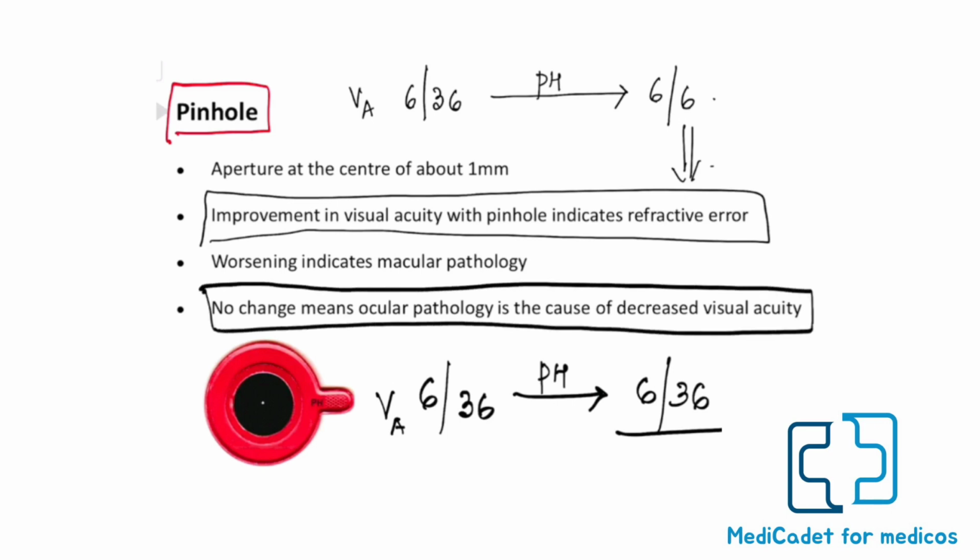Like for example, suppose there is a cataract. If there is a cataract, or some other pathology, then no change in visual acuity with pinhole means that it is not because of a refractive error. There is some organic pathology. That means you have to do a proper structural examination for this patient. Okay, so these two things are very, very important clinically.